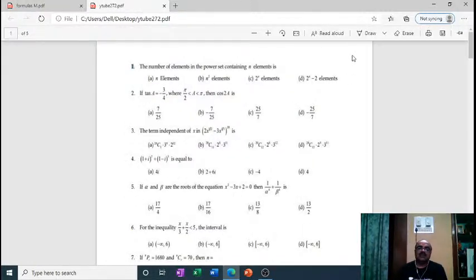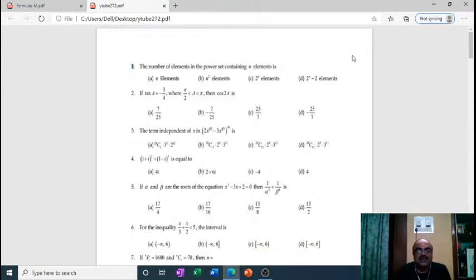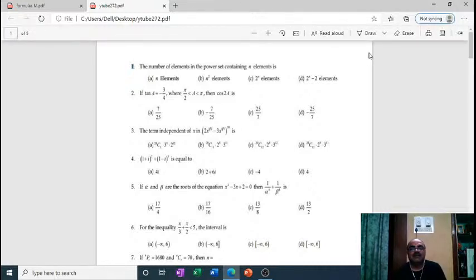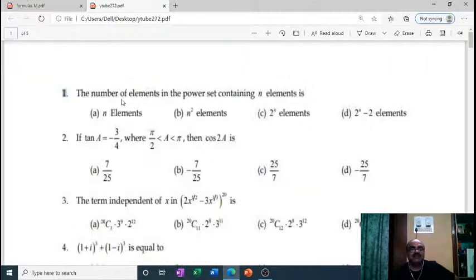Some of the CET questions which are going to be very important and essential to you as the exams are fast approaching. First one: the number of elements in the power set containing n elements is... The formula itself says, friends, so you can glance through it in a very systematic manner. The number of elements in the power set containing n elements is 2 to the power n. This is the answer. This is the formula that we need to remember. Next, it's a conceptual formula, so we should not forget this.